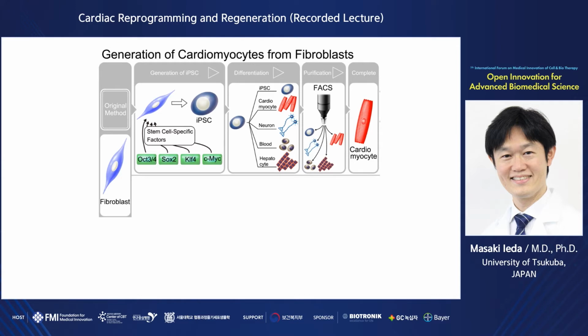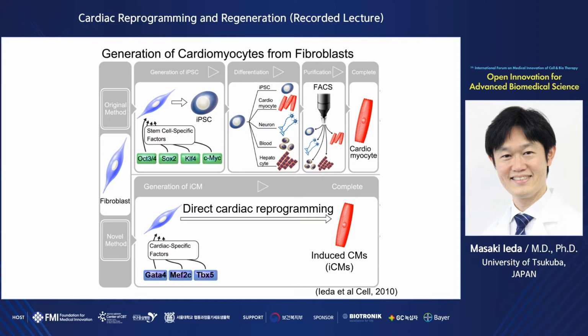Next, I'd like to talk about how we can generate cardiac myocytes from fibroblasts. First, this panel shows using iPS cells. Fibroblasts can be converted into iPS cells by using stem cell specific factors called Yamanaka 4 factors, OCT4, SOX2, KLF4, and c-MYC. And the iPS cells can differentiate into any type of cells, but you must purify cardiomyocytes before transplantation. Otherwise, you can make tumor in the heart.